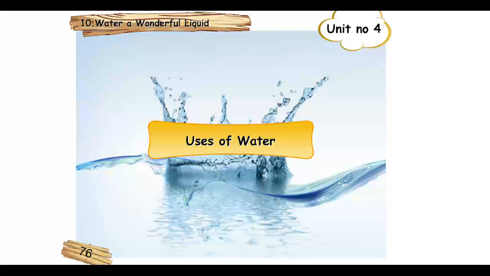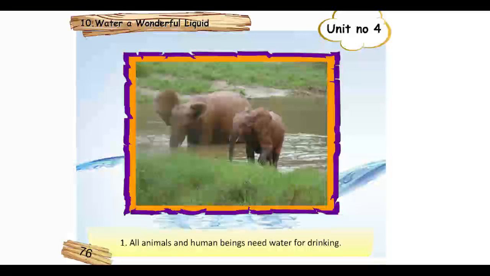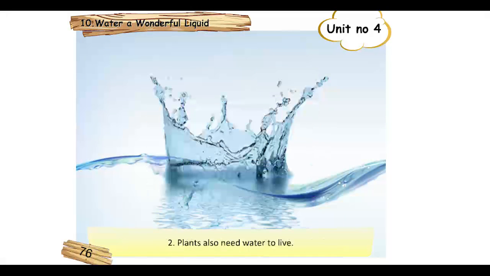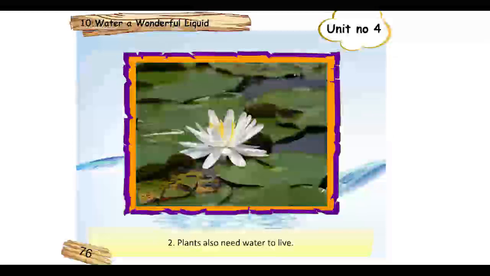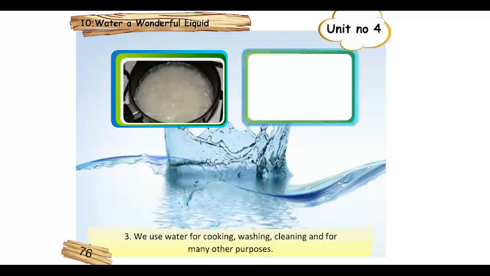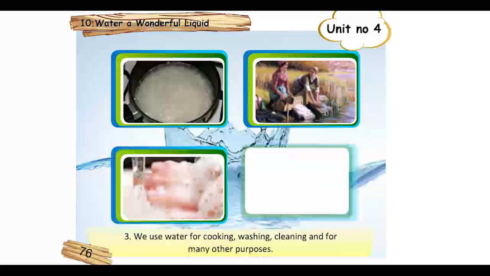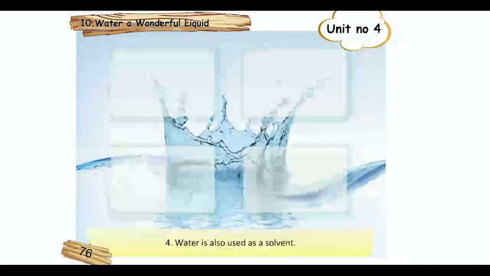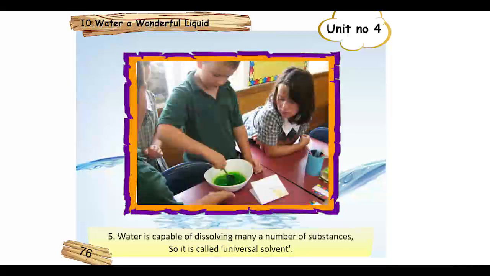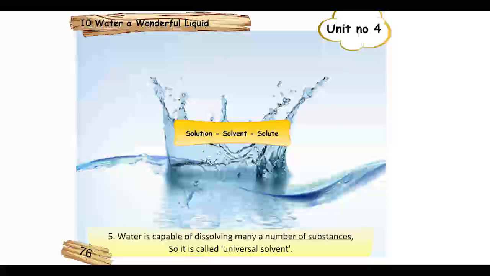Uses of water. 1. All animals and human beings need water for drinking. 2. Plants also need water to live. 3. We use water for cooking, washing, cleaning and for many other purposes. 4. Water is also used as a solvent. 5. Water is capable of dissolving a number of substances, so it is called the universal solvent.